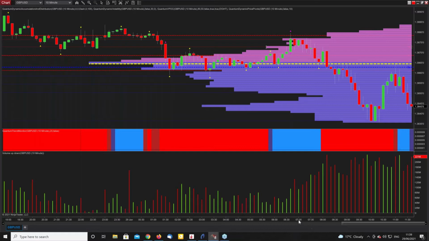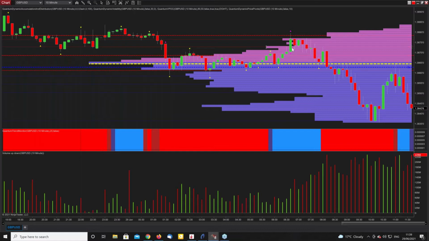The nice thing with Ninja, of course, is it does print in your local time. So this is coming up to the European Open at 7 o'clock. So what do we get at 7 o'clock? We get a nice volatility candle. What do we expect? We either expect a reversal or we expect congestion. In this case, we got a reversal.